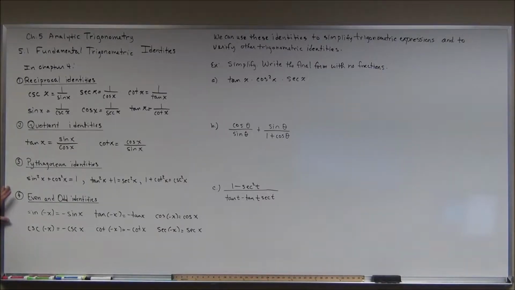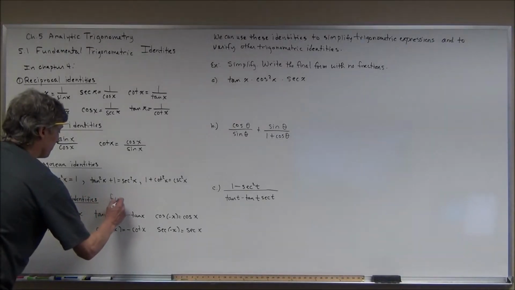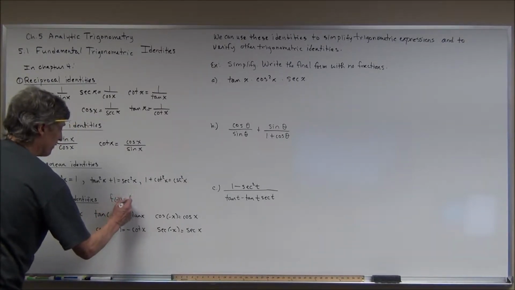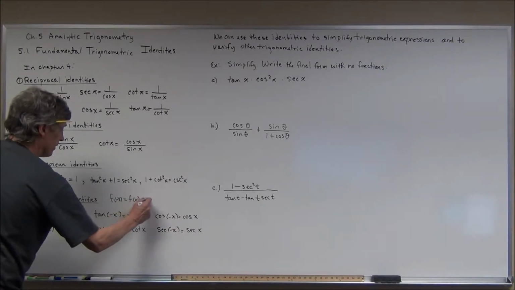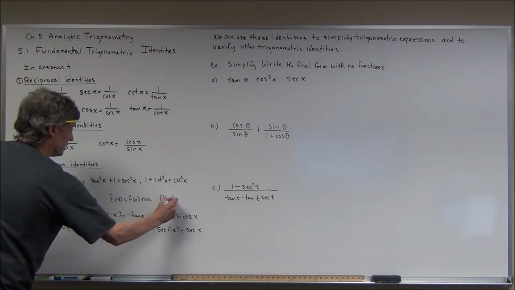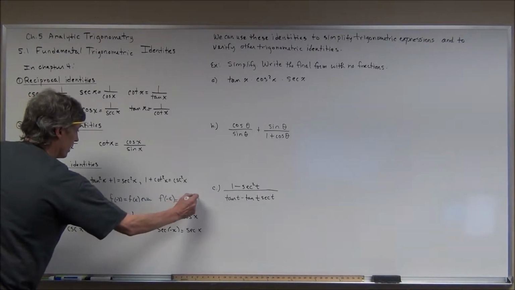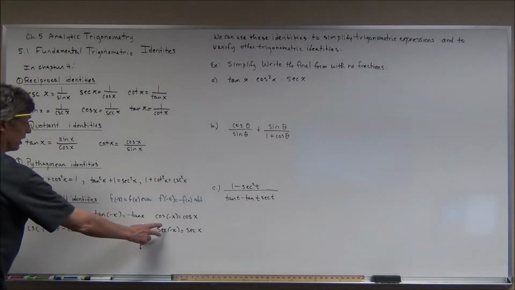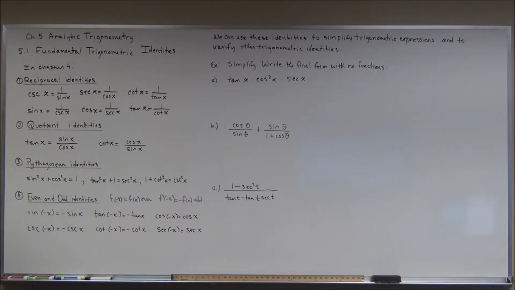Now, the even and odd identities. First off, remember the definition of even and odd: if you have f of the opposite of x equal to f of x, then it's even. And if you have f of the opposite of x equal to the opposite of f of x, then it's odd. You can see these first four that I have here on the left are all odd functions. And of course the cosine and secant are the only two that are even functions. You need to remember that as well.